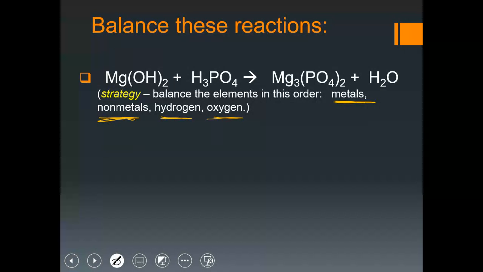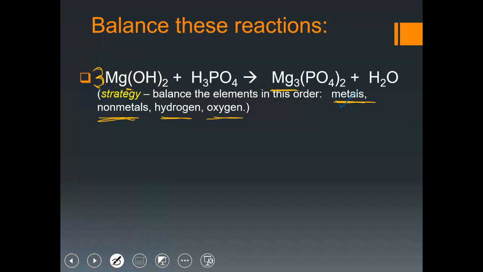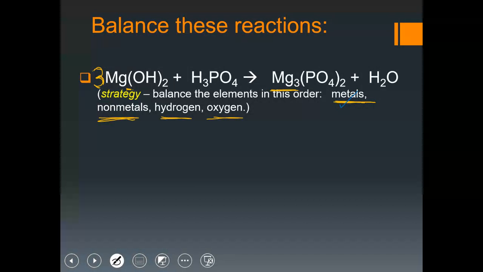So let's do this. So magnesium is the metal. On the right side over here, we had 3. So on the left side, I'm going to put a 3 because we only have 1 magnesium. So we got to triple it to get 3. Now the magnesium's done. Okay. So the metal is done. All right. Now the non-metal.